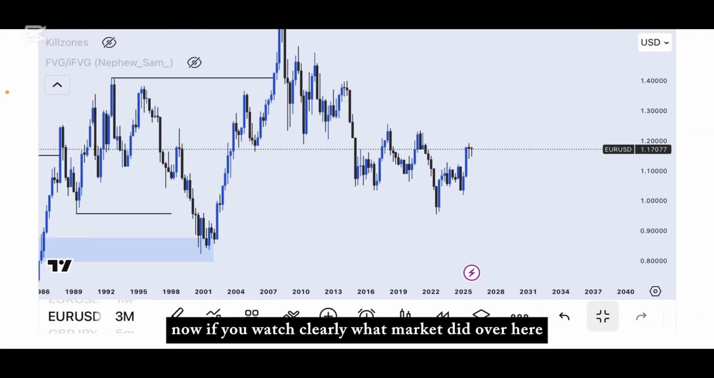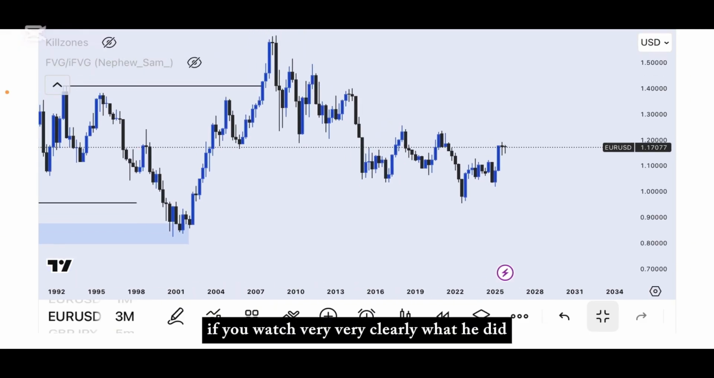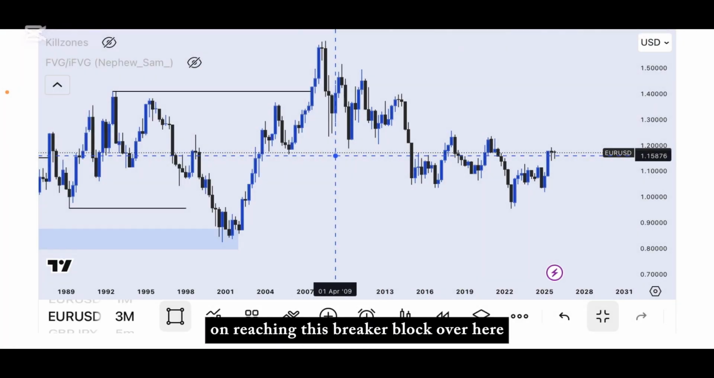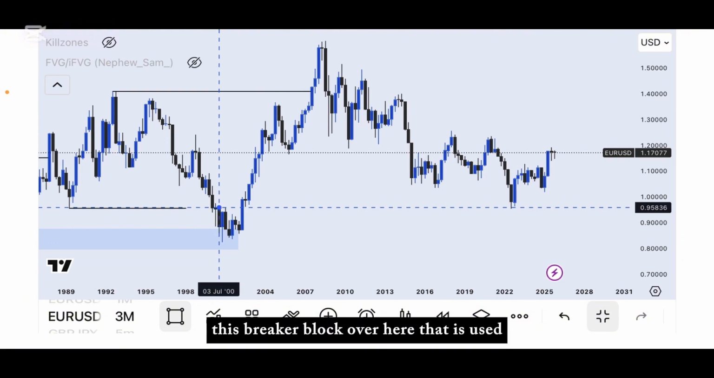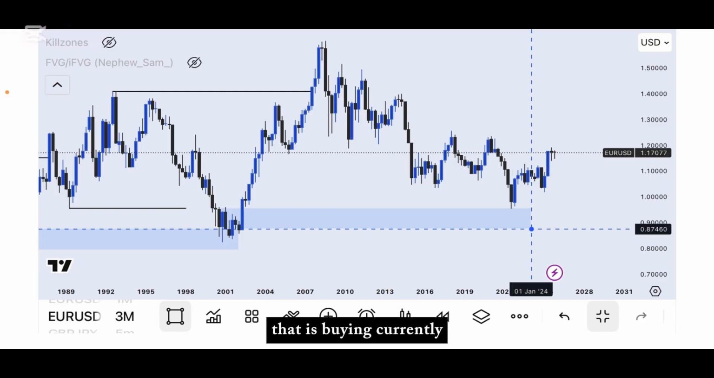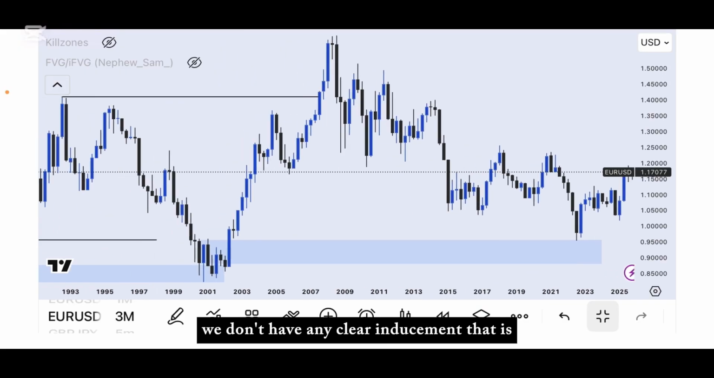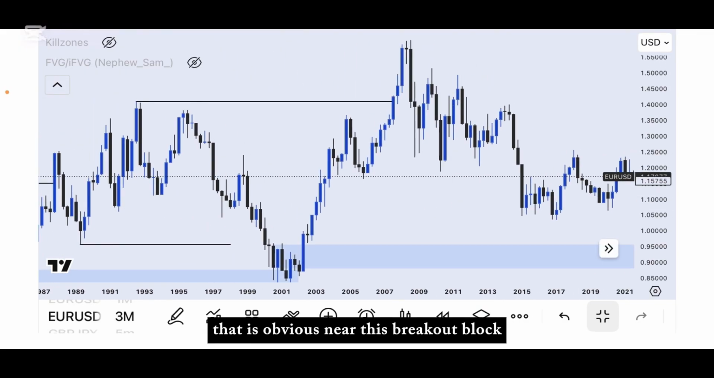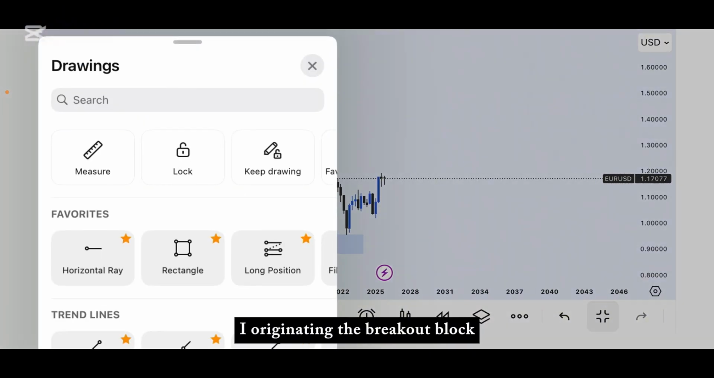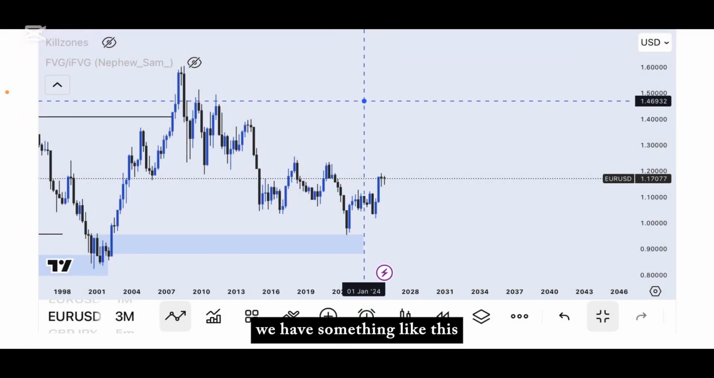Now if you watch clearly what the market did over here, if you watch very clearly what it did, this is what it did. On reaching this breaker block over here, that is buying currently. If you watch what happened over here, we don't have any clear inducement that is obvious near this breaker block. So this is what the market did. On reaching the POI, or reaching the breaker block, this is what it did. Like we have something like this now.